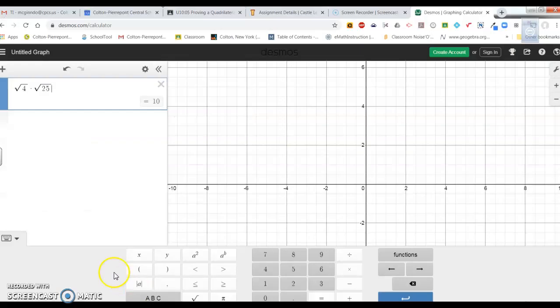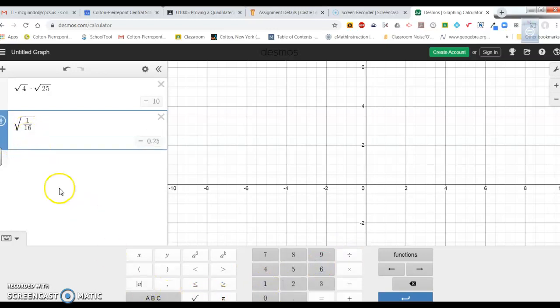All right, on Desmos, if you do the square root of 1/16, I'm going to go down here. The square root, you have to do it as 1 divided by 16 here. 1 divided by 16. And it automatically makes it a fraction for you, but the answer is going to be a decimal.